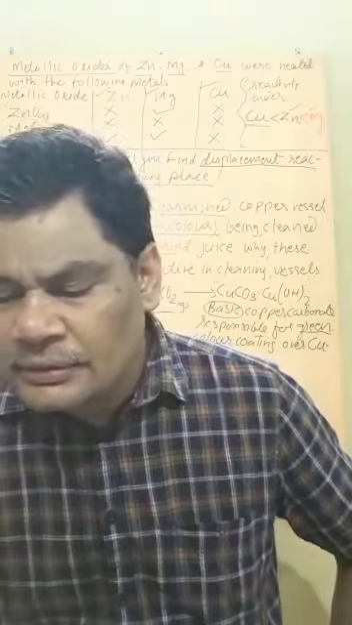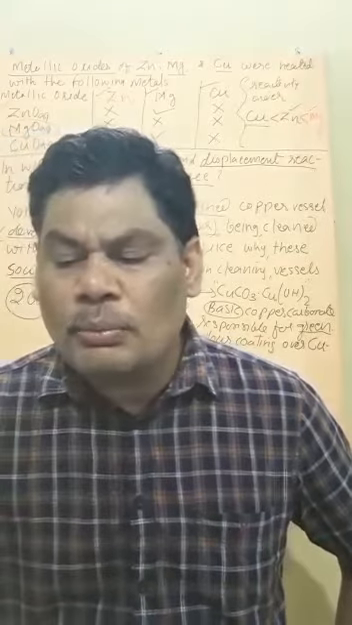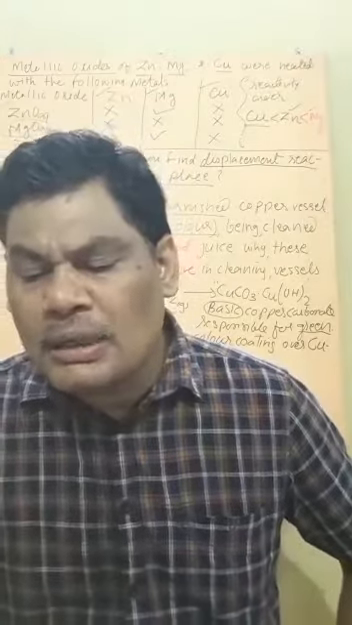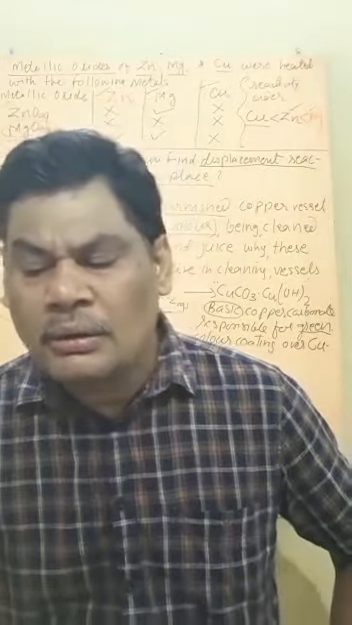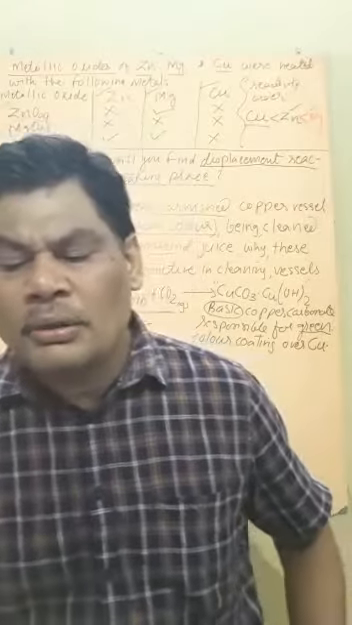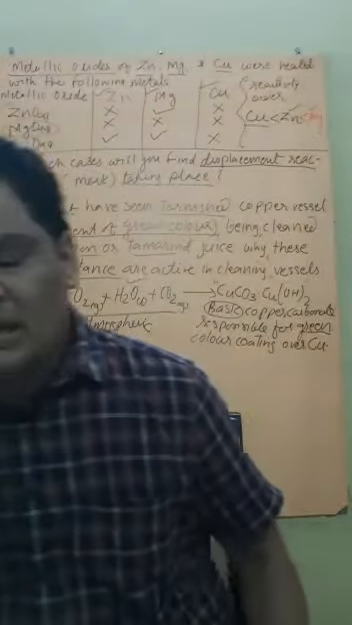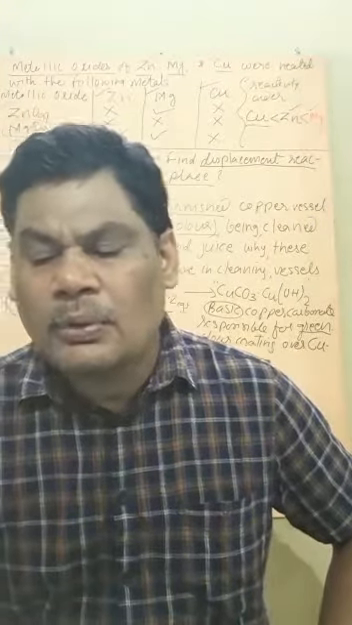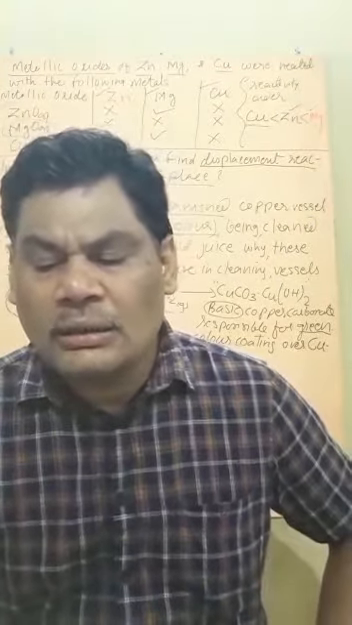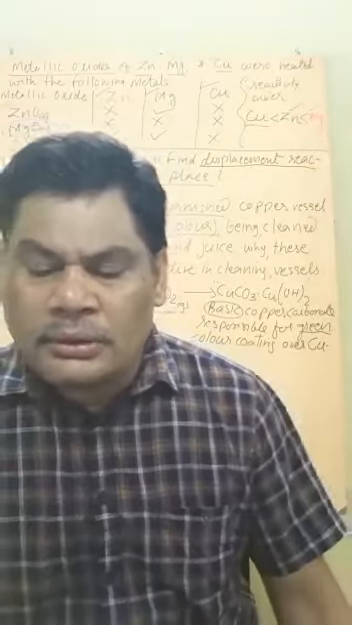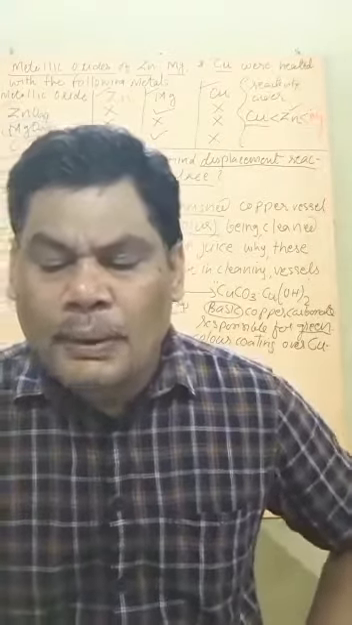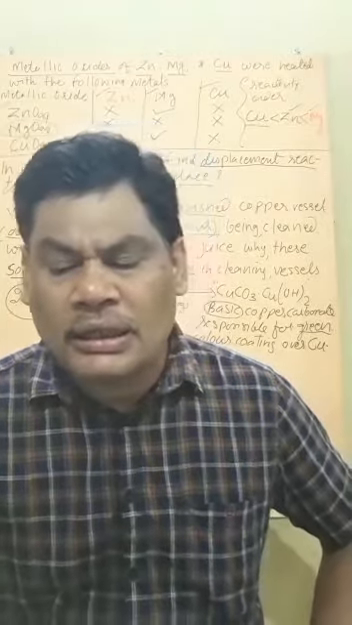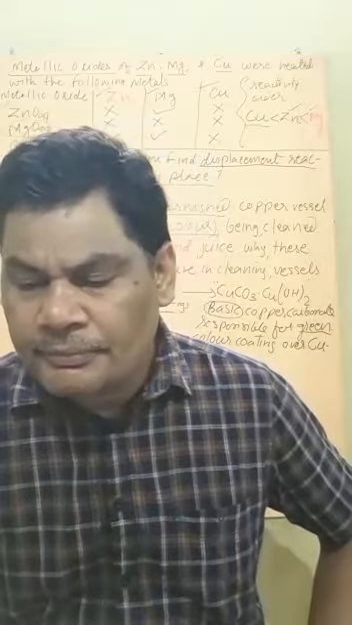Next question is, name two metals which will displace hydrogen from dilute acid and two metals which will not displace hydrogen from acid. So zinc and magnesium, being more reactive, can displace hydrogen from acid. But copper and silver are least reactive metals, therefore they are unable to displace it.